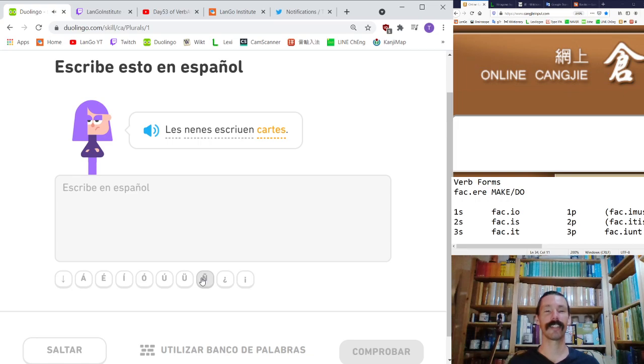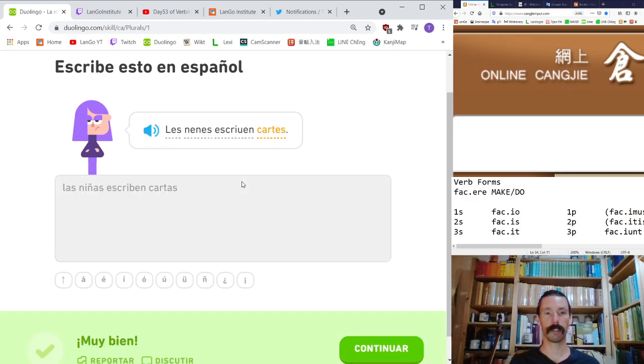Les nenes escriuen cartes. Las niñas, feminine plural. Escriben. Essentially the same pronunciation, but spelled with a B. Cartas, feminine plural. Las niñas escriben cartas.